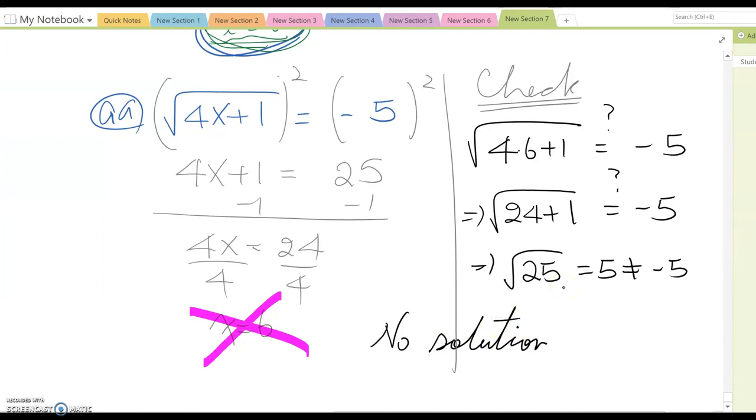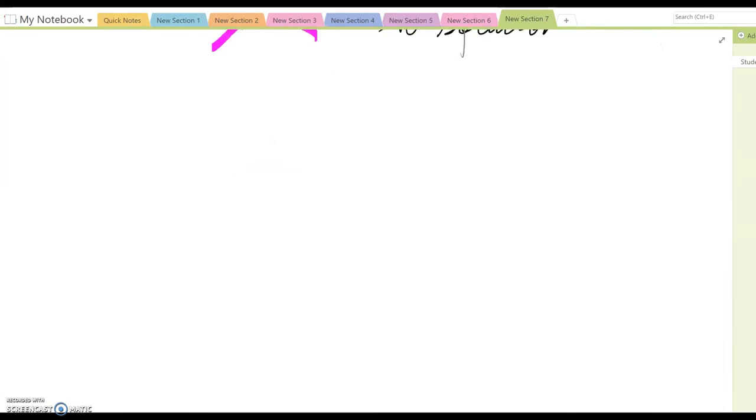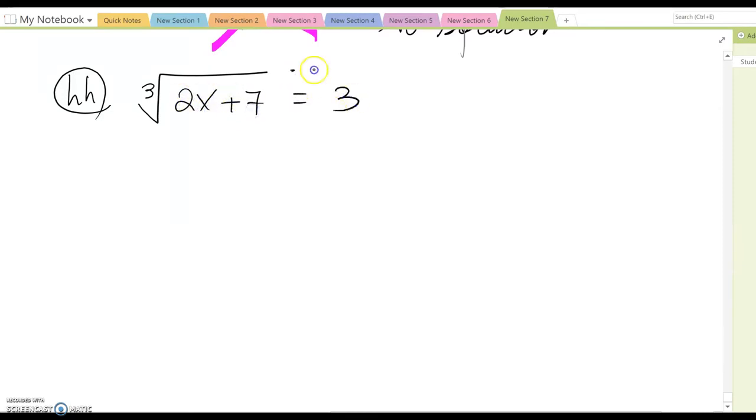Okay. So look at a little bit harder question, such as HH. It shows the cube root of 2x plus 7 equal to 3. Before we were talking about square root, but this time we are talking about cube root.